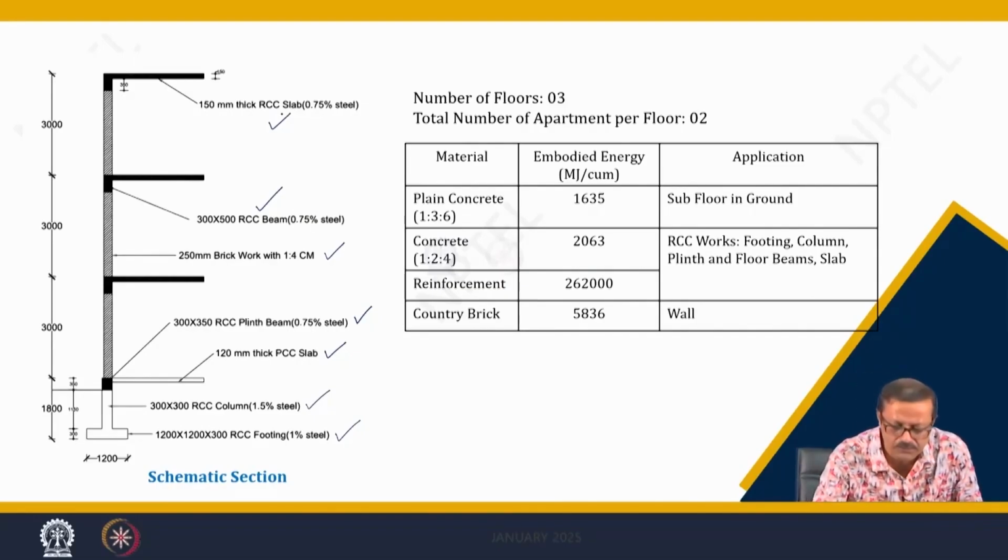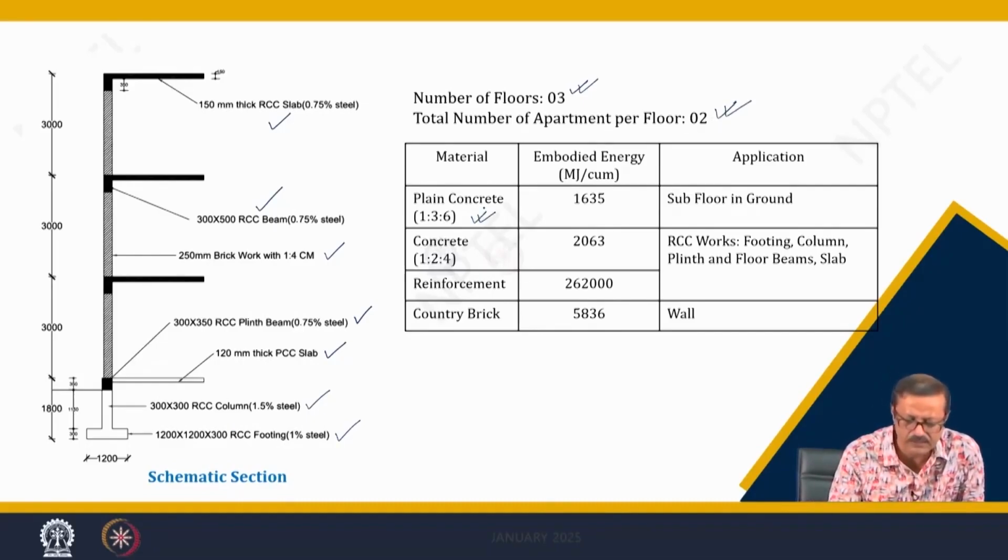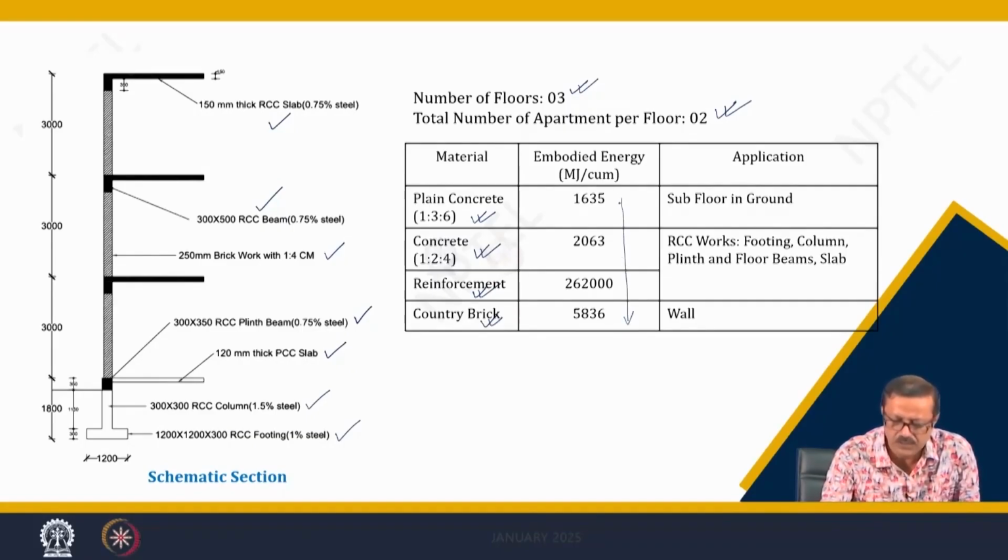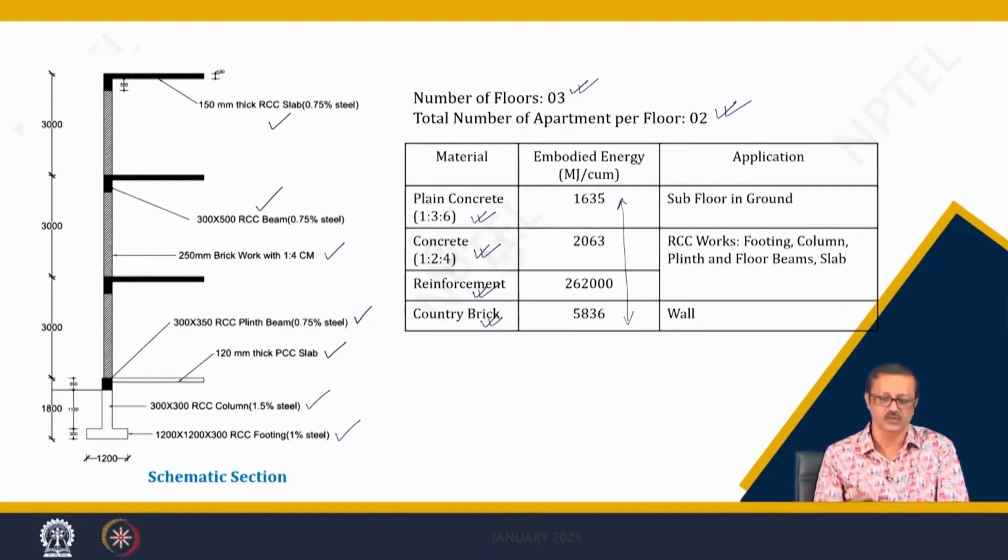So, there are 3 floors, and the total number of apartments per floor is 2, that we have seen. We have plain cement concrete, I will estimate that, I will estimate the concrete, and I will estimate for the reinforcement also, because all the percentages are given. I also estimate the contribution. These megajoule per cubic meter values I have taken from this Auroville data, and these are the applications.